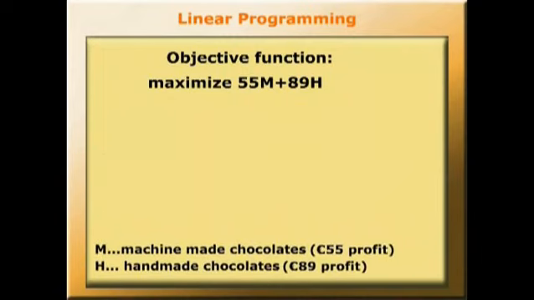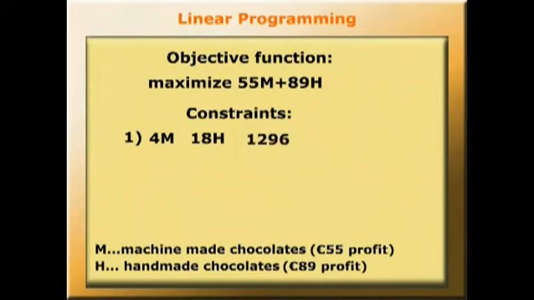But he has to do this within a series of constraints. First, there's a labour constraint. The handmade chocolates, H, need 18 hours for each batch, and M needs 4 hours for each batch, and the total hours available is 1296. So the constraint is 4M plus 18H is equal to or less than 1296.